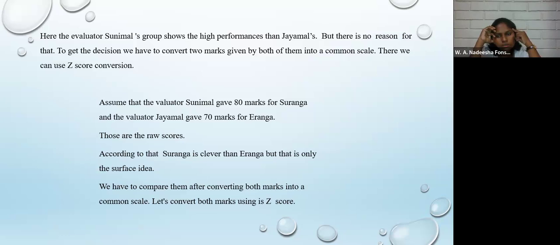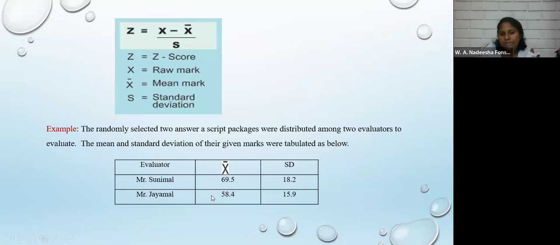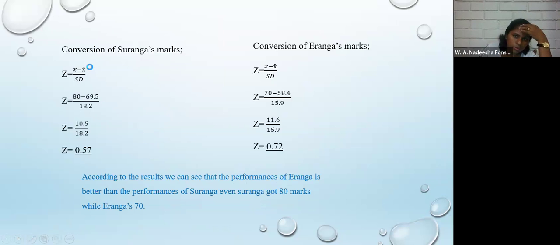That is the primary idea we can get by looking at these raw marks. But as a teacher, you want to have a better understanding of the situation of these marks. More fairly, you can compare Suranga's 80 marks with his 10 papers' normal distribution and mean value, and Eranga's 70 marks with his group's mean value and standard deviation value. So that is very fair. Now here we compare the performance of one child within that group. So this is how we convert it.